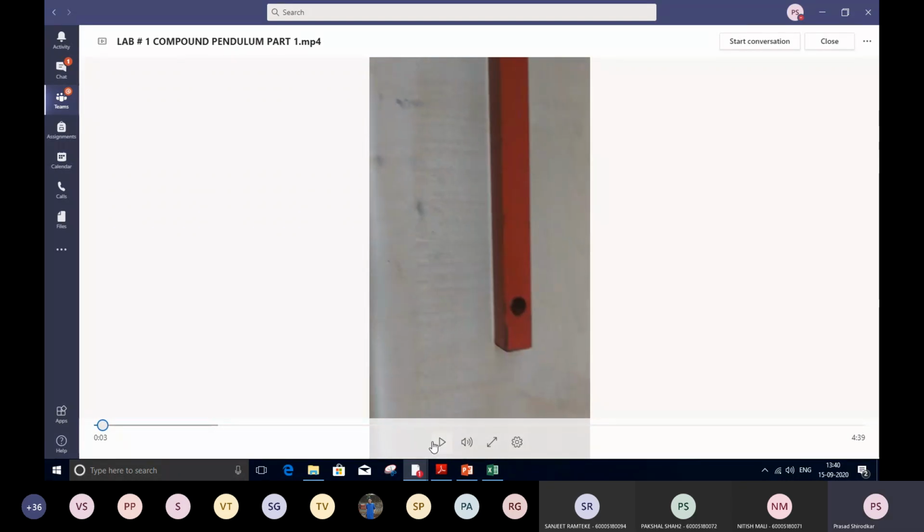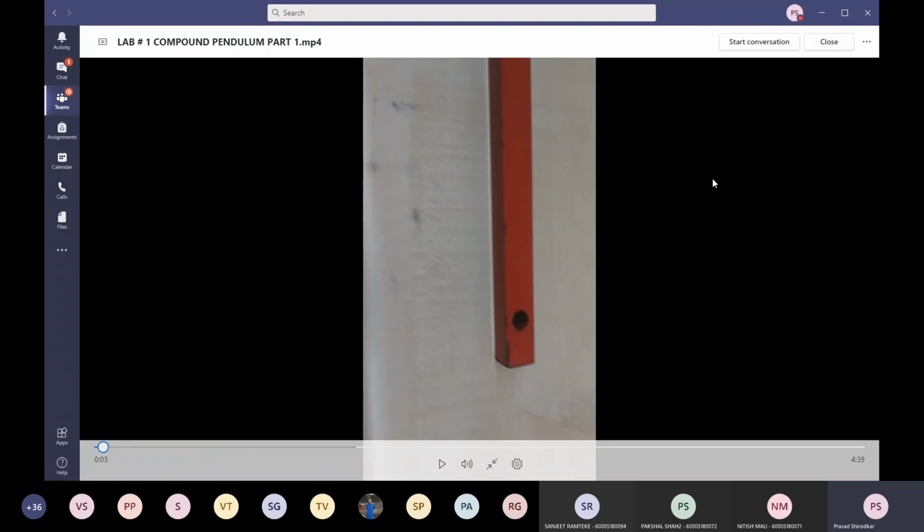All right, all of you are able to see the video screen. Yes, sir. Okay, now we'll start with the actual experiment. So this is the theoretical equation. Now you are going to verify whether you are getting the same value by using an experiment. You are going to verify it through an experiment.